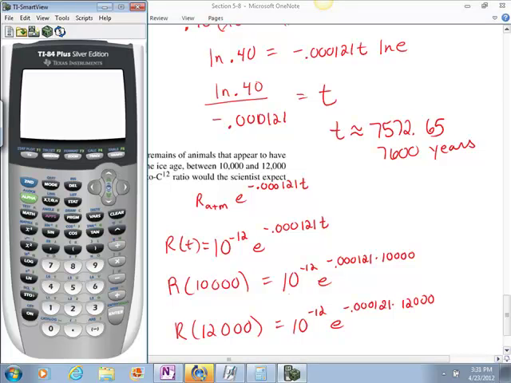Okay, so we could type these numbers into your calculator. Be kind of careful how you type them in. You're going to want to do 10 to the negative 12, and then times second e to the negative 0.000121 times 10,000. That's that ratio, 2.98 times 10 to the negative 13.